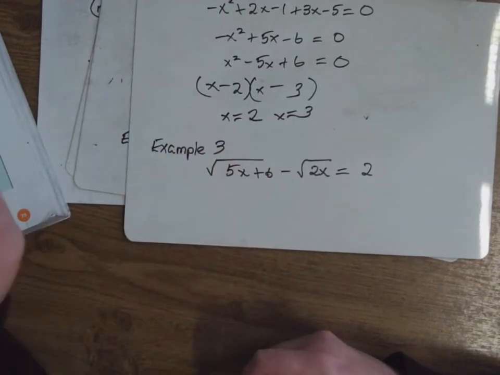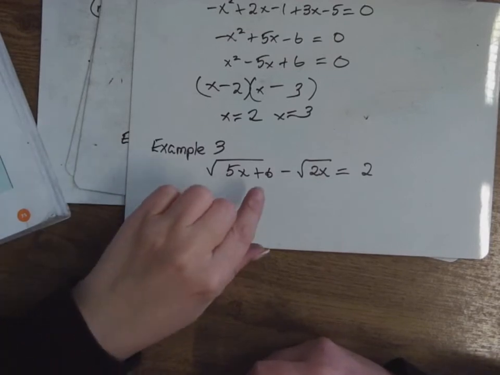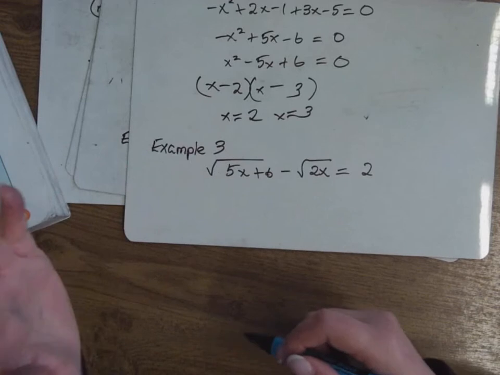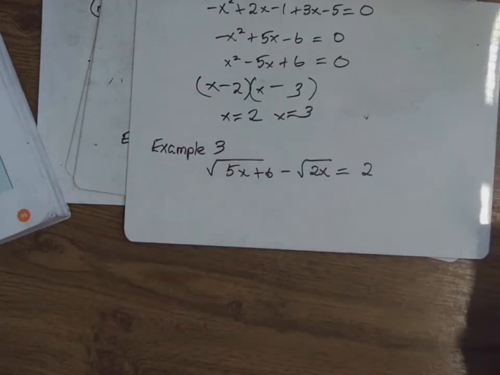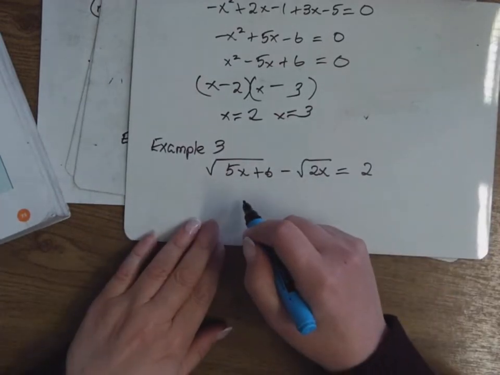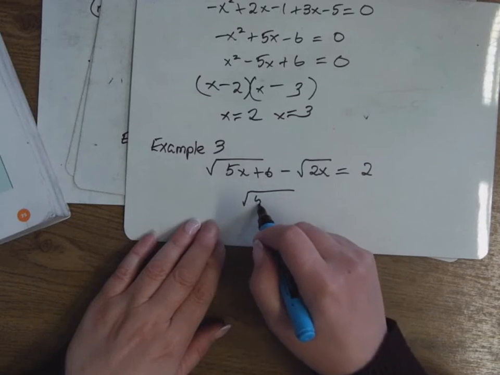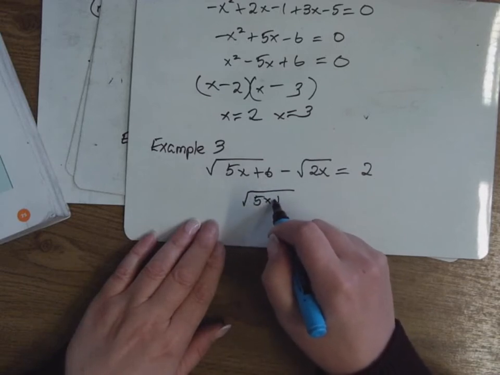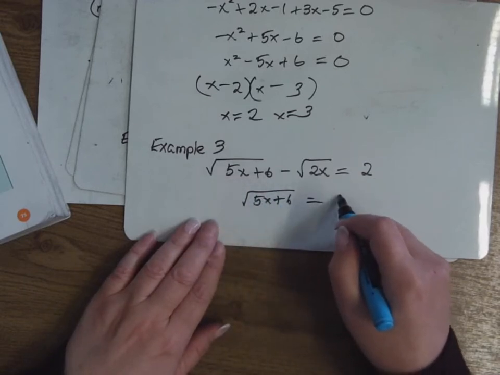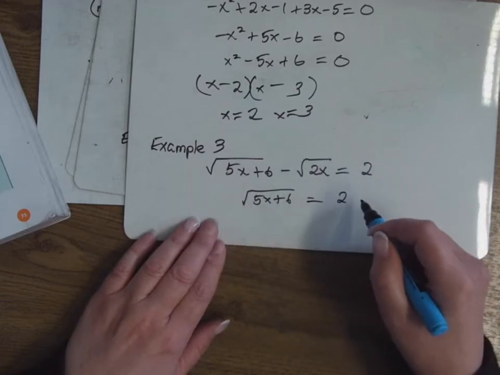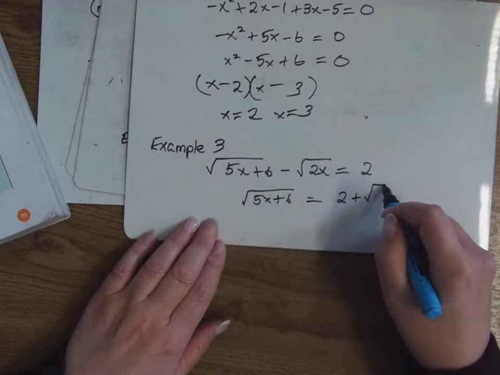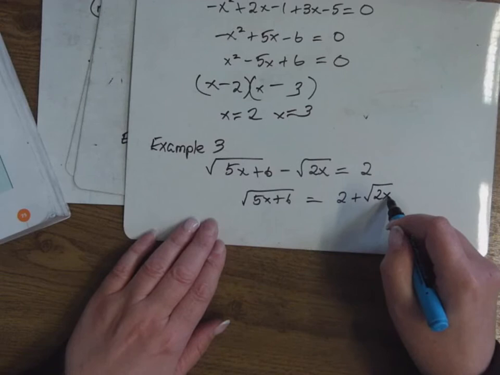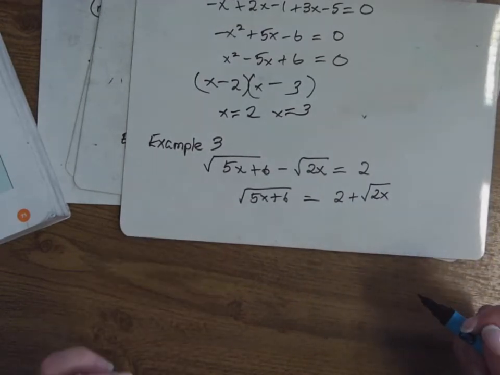Now, if you go into squaring both sides right now, you'll end up with crazy stuff that you will not be able to solve. So when there are two surds, girls, you have to put one surd on the left, one surd on the right. So I'm going to leave the square root of 5x plus 6 on the left, and I'm going to bring over that minus root 2x to make it plus root 2x. Is that okay? That's what you do when there's two square root signs.